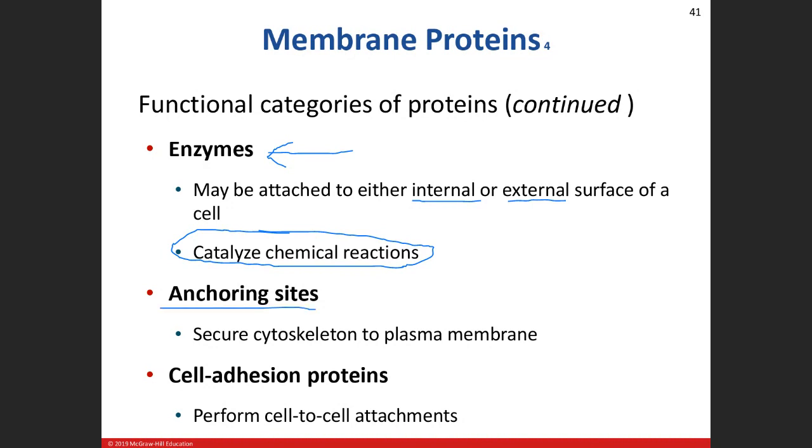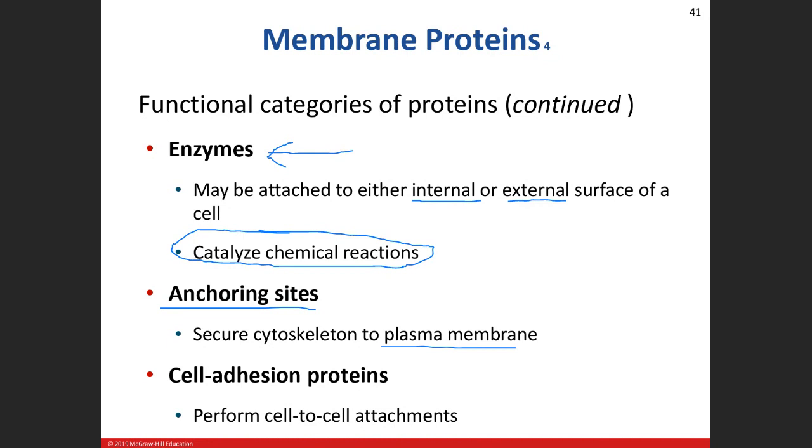Anchoring sites: remember we were talking about tissues, cuboidal and columnar cells, how cuboidal cells are cube-shaped and columnar cells are taller than they are wide. There's a reason for that. Those cells have a cytoskeleton, much like we have a skeleton. Those microtubules, that cytoskeleton, those intermediate filaments, all have to attach to something, otherwise they'll just float around. So they have anchoring sites on the inside of the plasma membrane, so the cytoskeleton can attach to that.